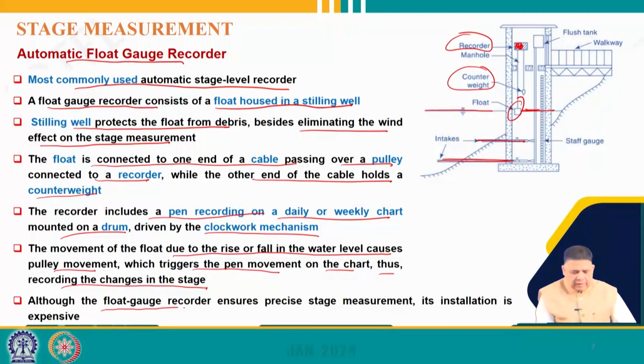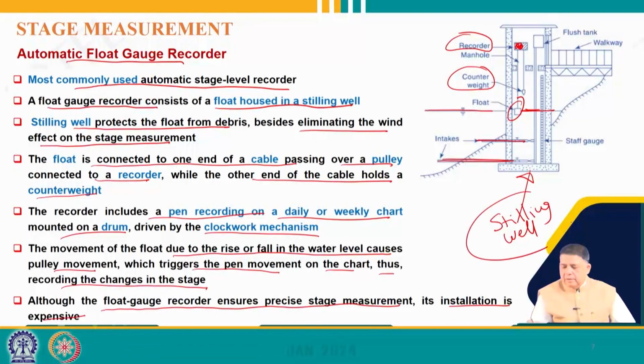Although the float gauge recorder ensures precise stage measurement, its installation is expensive, and that is primarily because we require this stilling well. So, the stilling well forms the most expensive part, besides the equipment of course, of this installation.